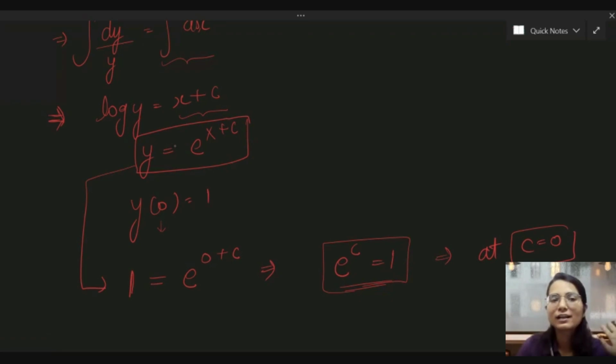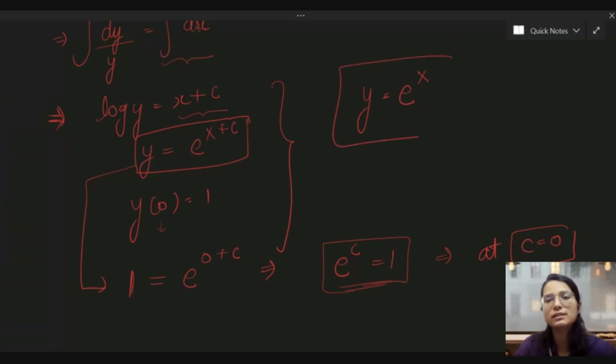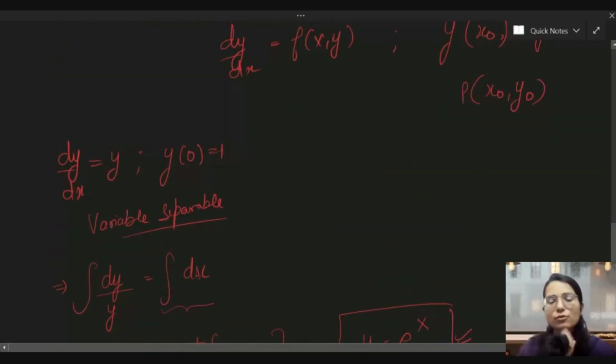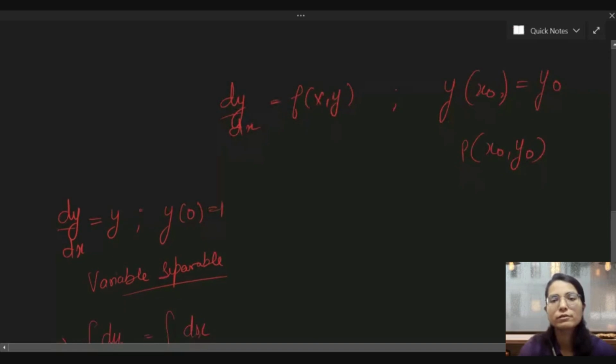Exactly. So the main motive of doing all of this calculation was to find the arbitrary constant, which in this case is 0. So our solution looks like this: e to the x plus c. C was 0, so x plus 0. So this is the final solution. That is how you solve this kind of differential equation, which was given.